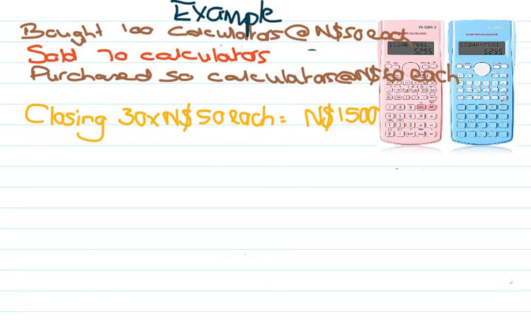And now I'm going to purchase 50 more calculators, but now I will pay $60 each. Alright, so I have 30 calculators at a total value of 1,500. Now I'm going to buy 50 calculators at $60 each.